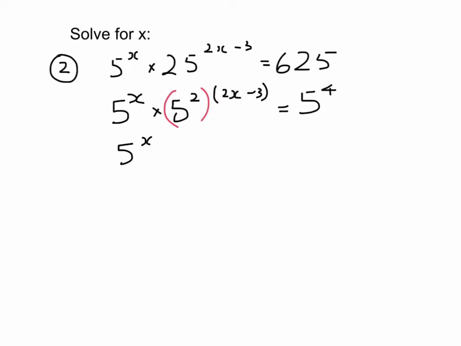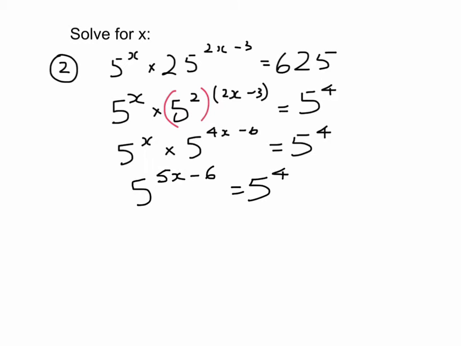5 to the power of x times 5 to the power of 4x minus 6 equals 5 to the power of 4. And now you can apply the multiplicative index law. You can add these together on the left-hand side. So you get 5 to the power of 5x minus 6 equals 5 to the power of 4. And now because you have the same base, you can equate the index. So you get 5x minus 6 equals 4. And if you add 6 to both sides, you get 5x equals 10. And if you divide by 5, you get x equals 2.